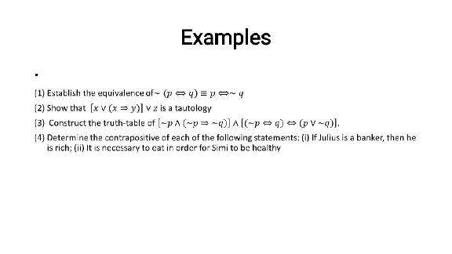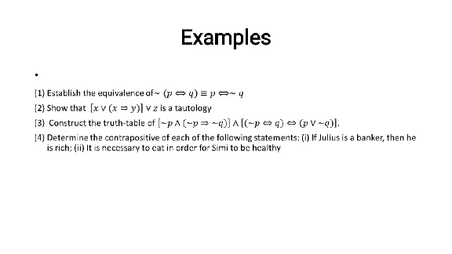We now go to examples. We have 4 examples before us. The first one says to establish the equivalence of the term you see on the left and the term you see on the right. That is, the negation of (P if and only if Q) is equivalent to P if and only if negation Q.